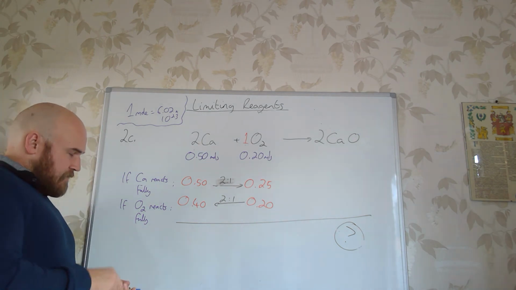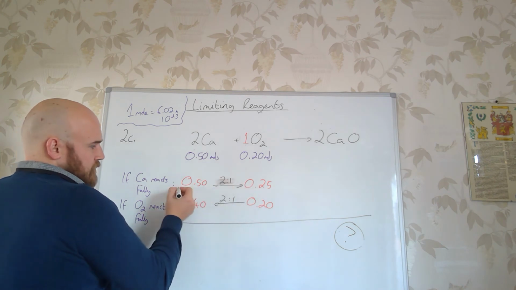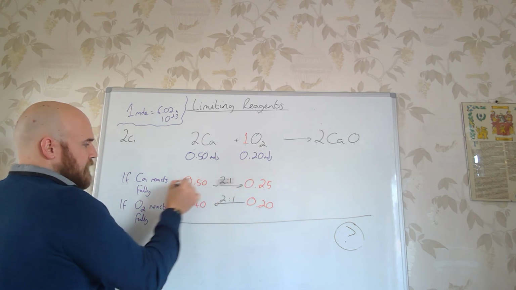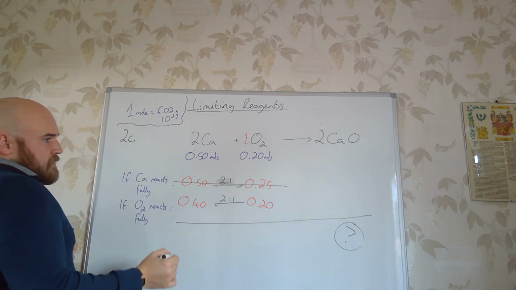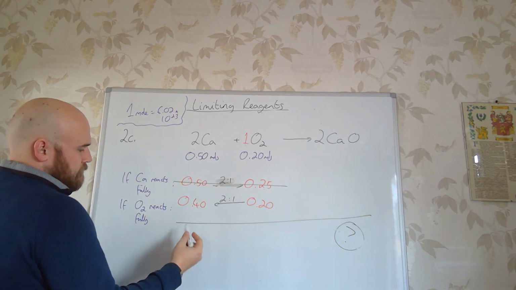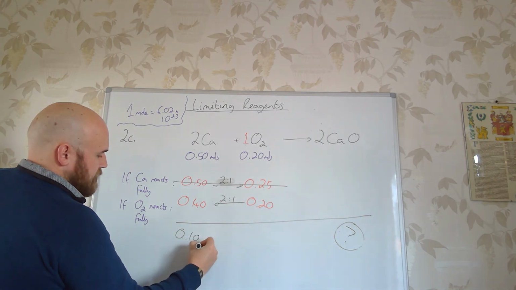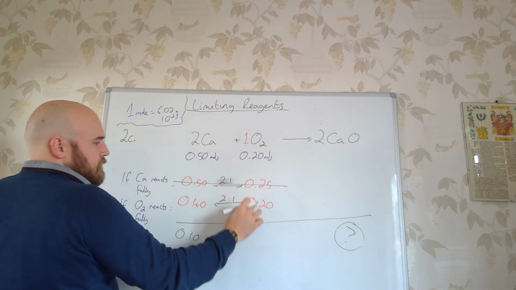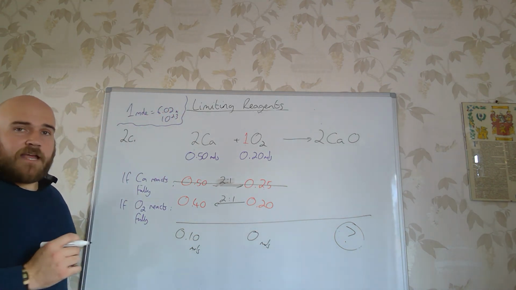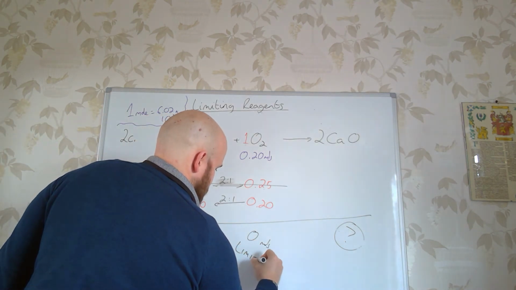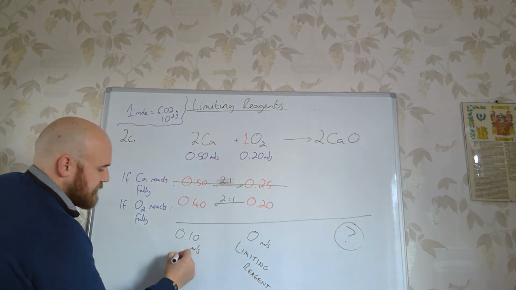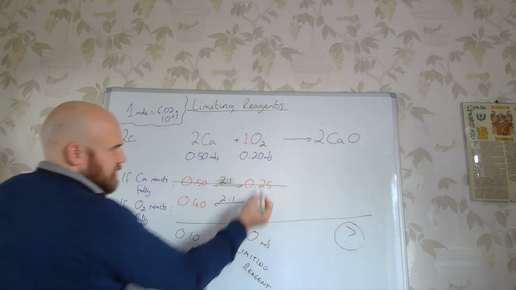Hopefully you can see I'm going to cross out this one here, because clearly I need 0.25 of this. Do I have 0.25? No, I don't. So I'm going to cross that out. So again, calcium 0.5, 0.4 reacts, 0.10 left over, and the oxygen 0.2, 0 moles remaining. So what is my limiting reagent this time? It's this one here, and then this is in excess. So the limiting reagent is this chemical here.